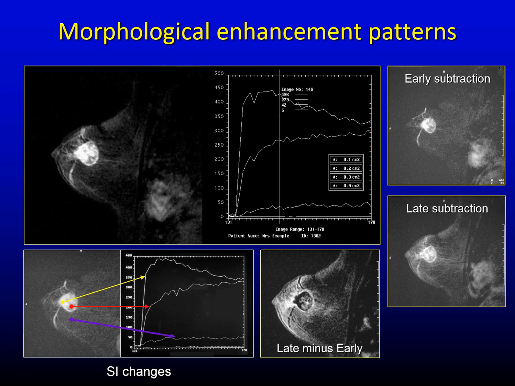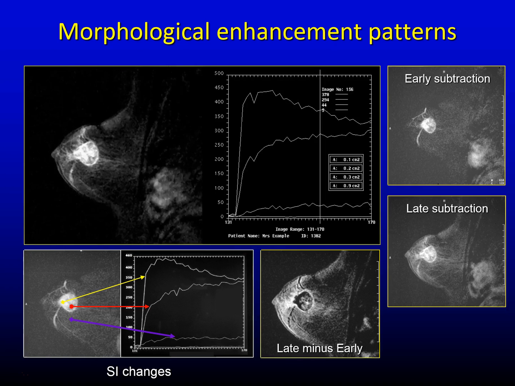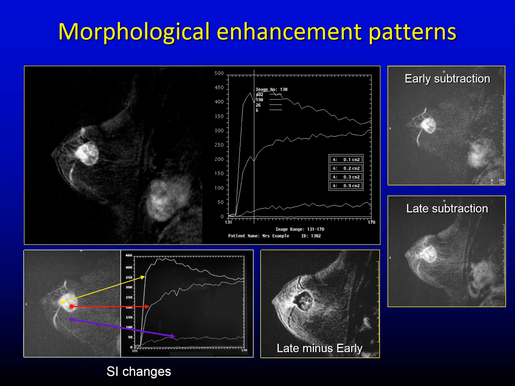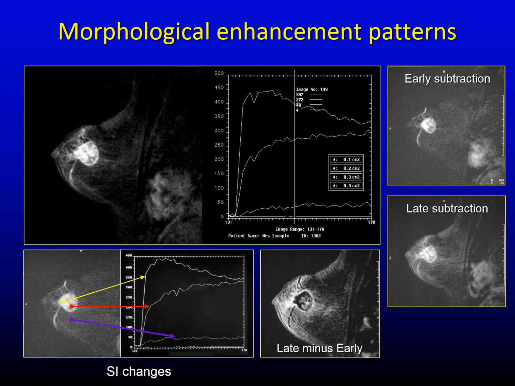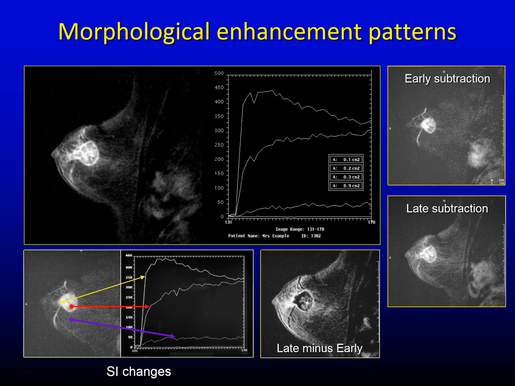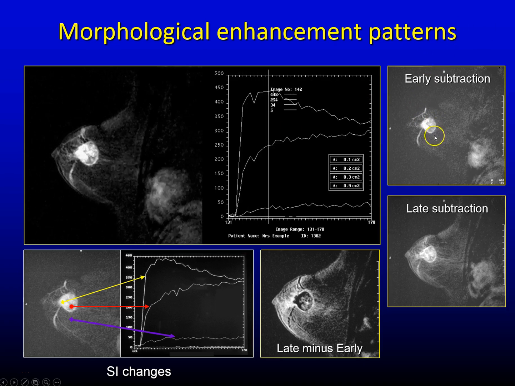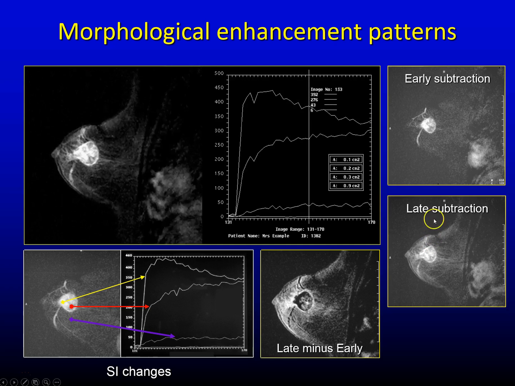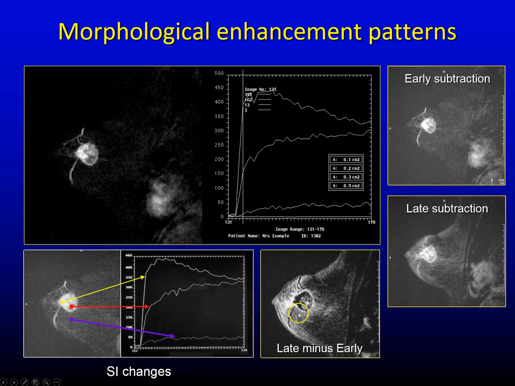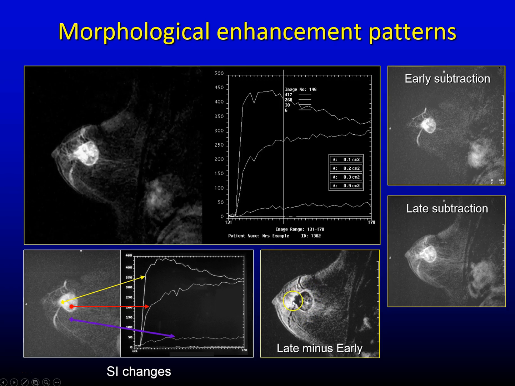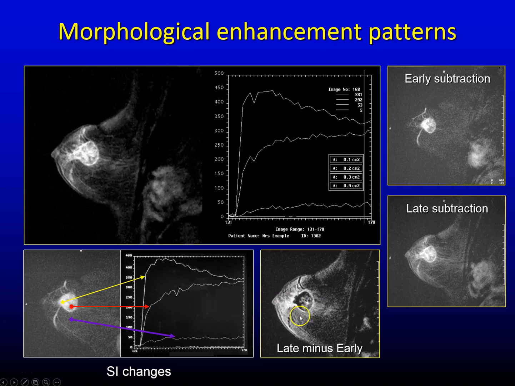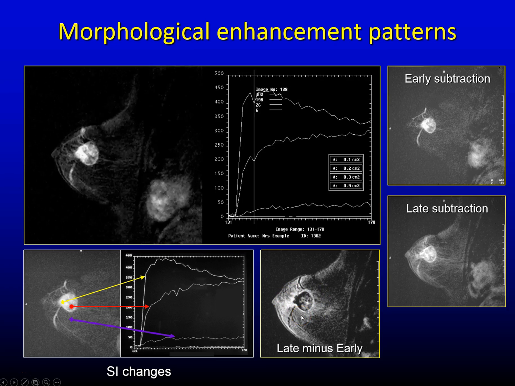Now, morphologic enhancement patterns such as these have also been described in the breast, and we know that these types of patterns are in fact biologically meaningful. If you take an early subtraction image and a late subtraction image and you subtract the two subtractions, you would get this sort of image. This represents what enhances late in a dynamic contrast enhanced study.